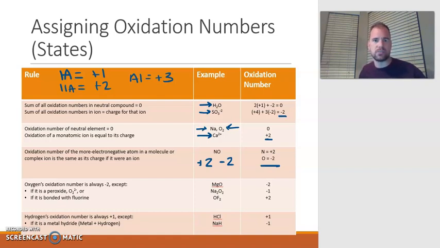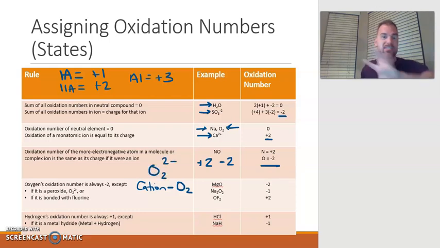I would say 95% of the time, if not more, oxygen will be -2. But there are some exceptions. If oxygen comes in a peroxide form, how do you know it's a peroxide? You'll know it's a peroxide if it's a cation bonded to O2. When you see O2 bonded to a cation, then O2 is actually the peroxide ion. And peroxide, O2, is -2 as a whole.